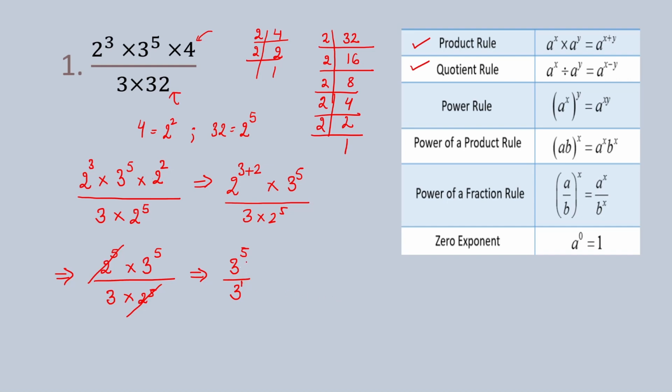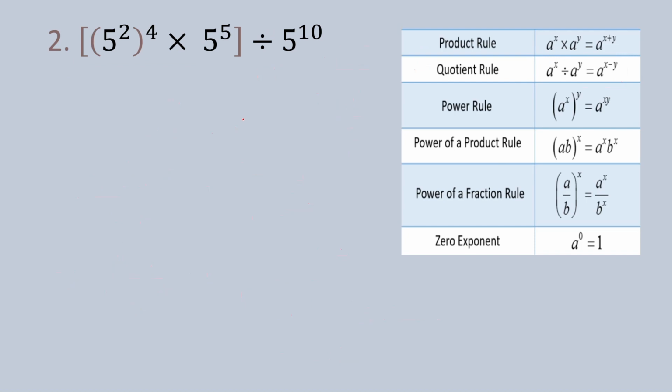Bases are same. There's a division operation, so we can apply law number 2, which says subtract exponents. And how? Numerator exponent minus denominator exponent, which will give you 3 raised to the power 4, which is further 81. That is the answer. How will we expand it? This 3 raised to the power 4 means multiply 3 four times. Now next, question number 2.